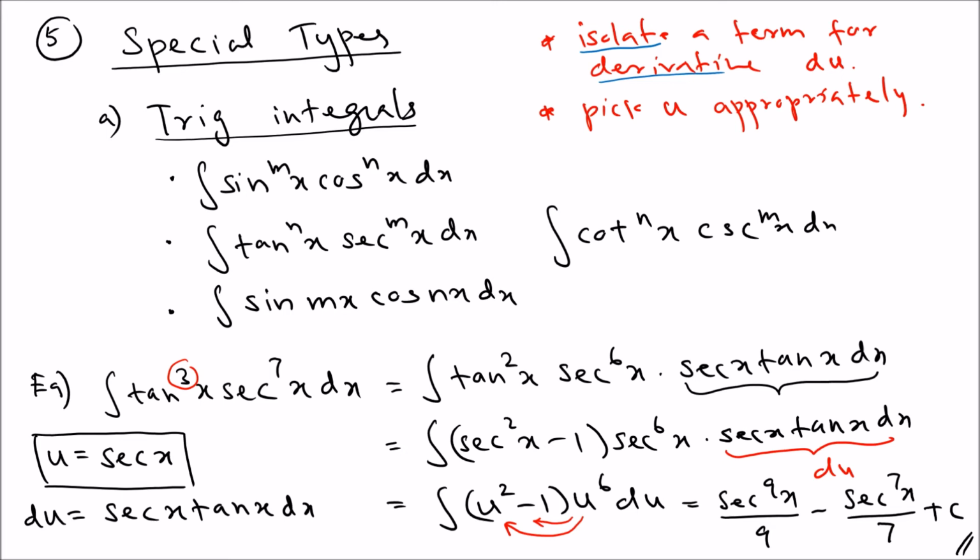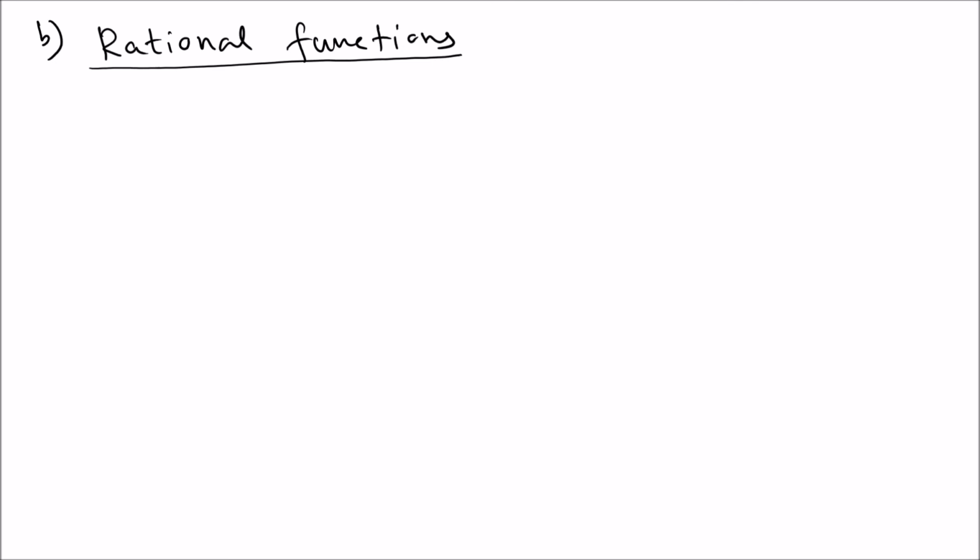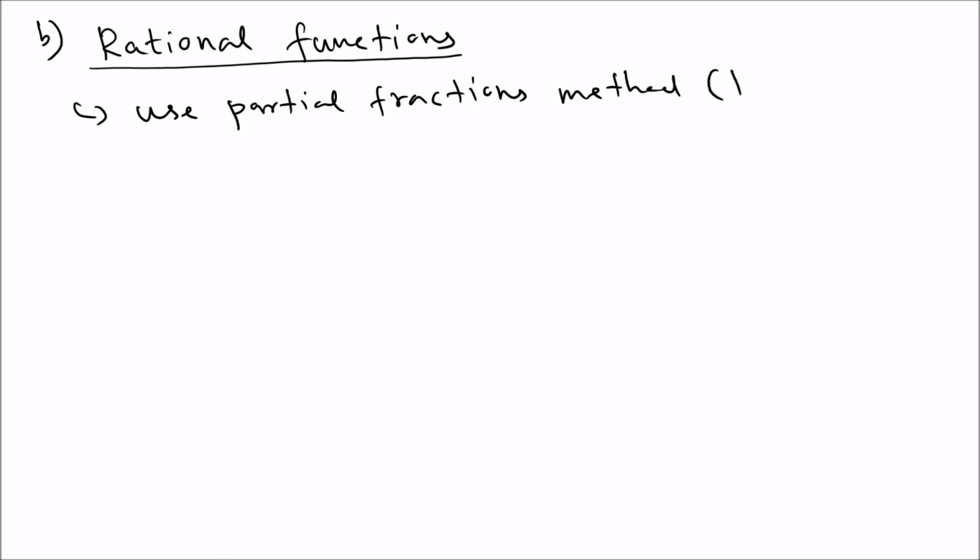Now we're going to move on to the rational function technique. Under rational functions, we generally use the partial fraction method. So we're going to use the partial fractions method. In short, we can call it PFM.